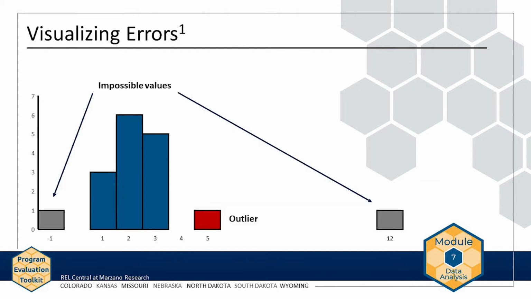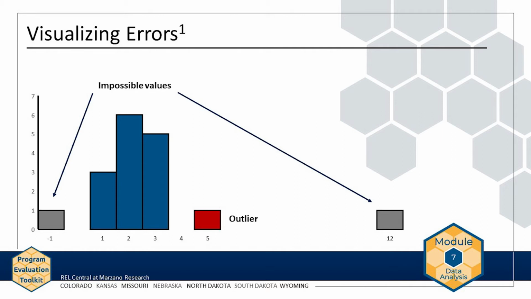Creating visualizations of your data can be a good way to spot errors. Let's say you were looking at a survey question with a 5-point scale and find the following distribution: 3 1s, 6 2s, 5 3s, and 1 5. In this case, the 5 is an outlier because all other responses are between 1 and 3.